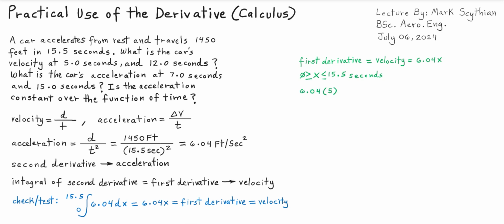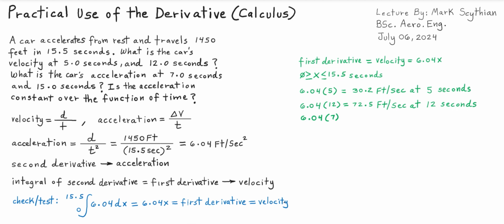So 6.04 with 5 seconds substituting for x becomes 6.04 times 5. So that is 30.2 feet per second velocity at 5 seconds. At 12 seconds, then 72.5 feet per second. So if we solve for the velocity at 7 seconds, 42.3 feet per second.